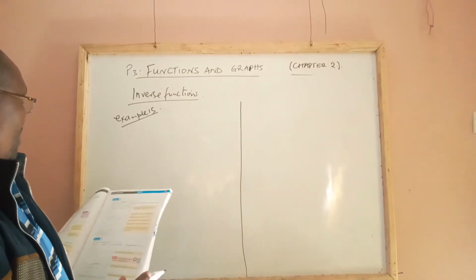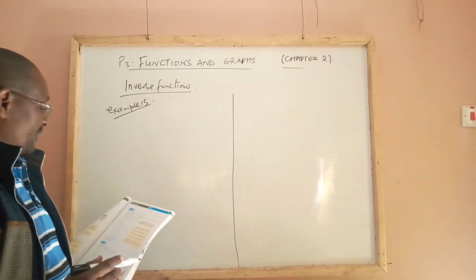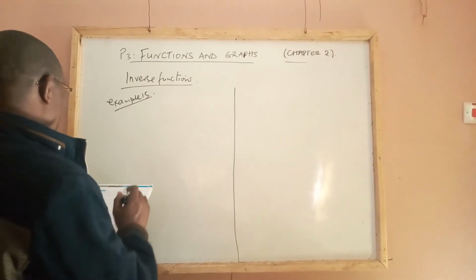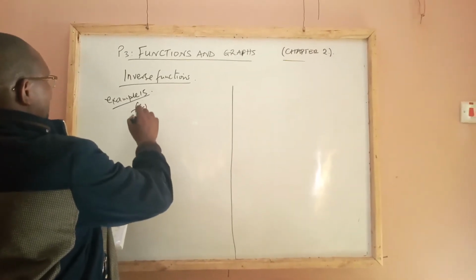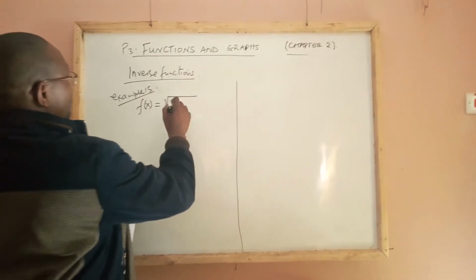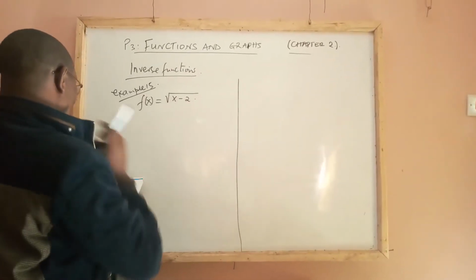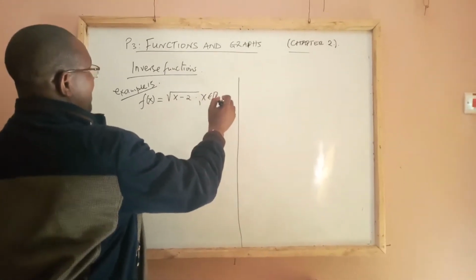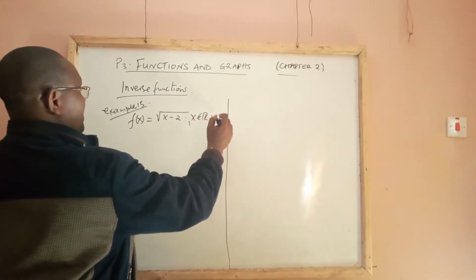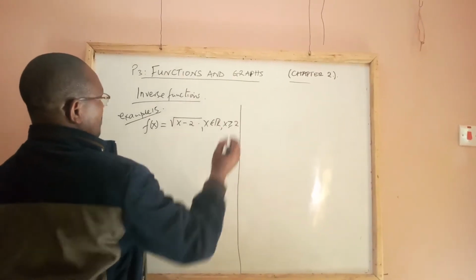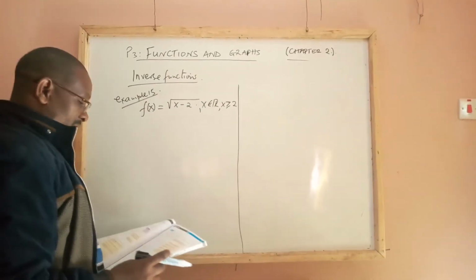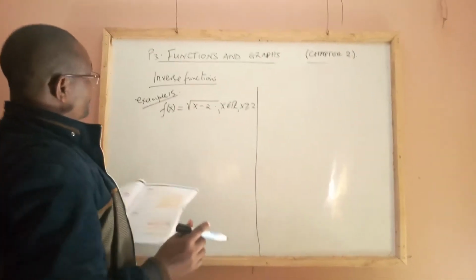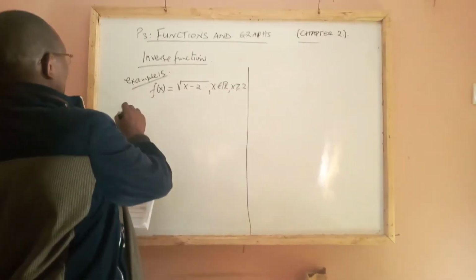Good morning and welcome to example 15, which says that the function f(x) is defined by the root of x minus 2, where x is a real number and x is greater than or equal to 2. Part A: state the range of f(x).